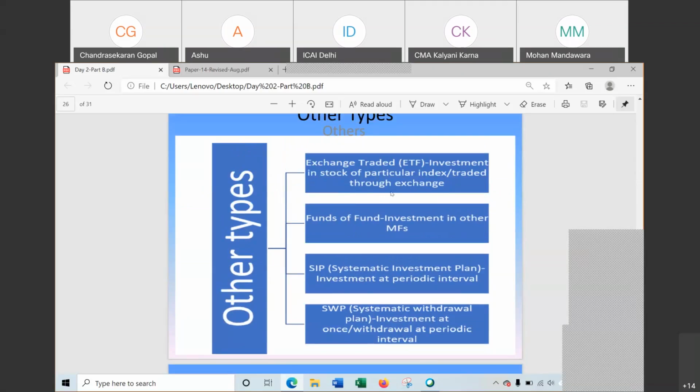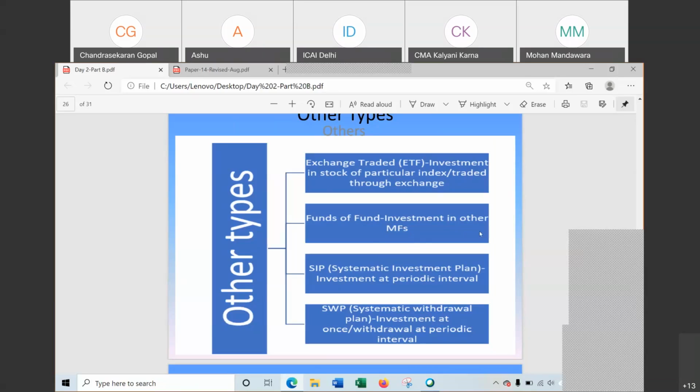One is exchange traded, ETF, that is investment in stock of a particular index. What is exchange traded mutual fund? That is traded with the help of stock exchange, and investment is in stock of a particular index, that is stock listed with a particular exchange, and investment is made in that index stock only. So ETF, investment in stock of a particular index only. Another is funds of fund, that is investment is done in another mutual fund company.